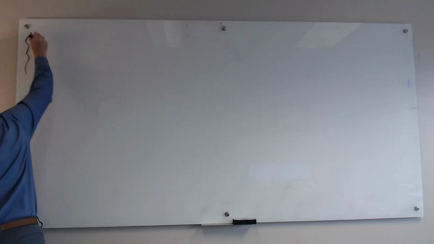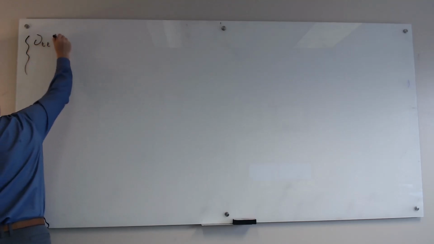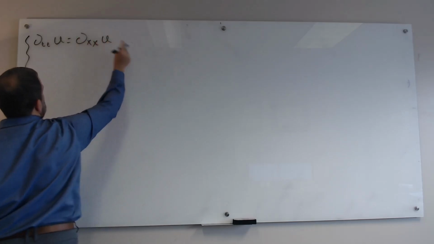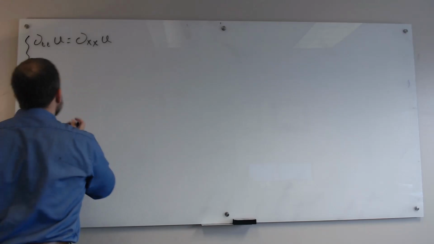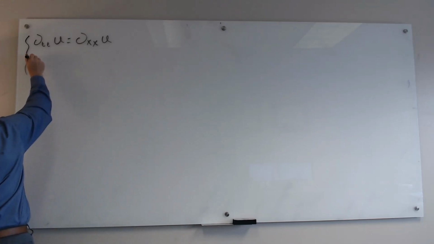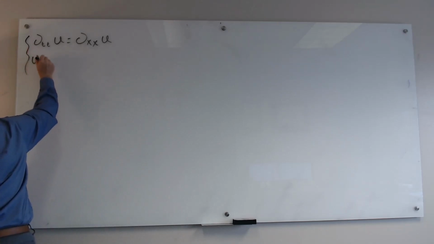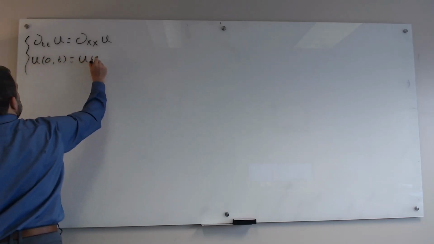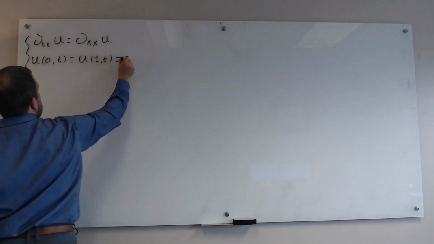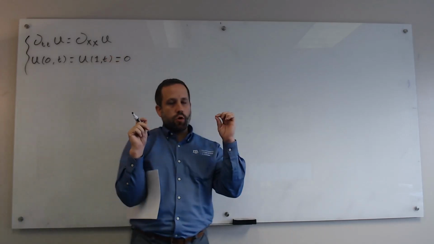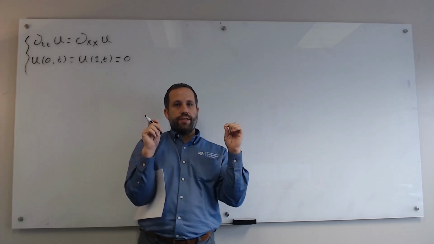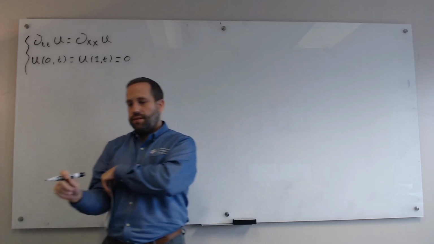It's going to be the double t derivative of u is equal to the double x derivative of u. So it's the same PDE that we saw before. And our initial conditions, our boundary conditions, I'm going to write those next. We're going to assume that u of 0,t is equal to u of 1,t, and these are both equal to 0. So this corresponds to having a string pinned down at location 0 and location 1, and then we want to pluck it to see what happens.